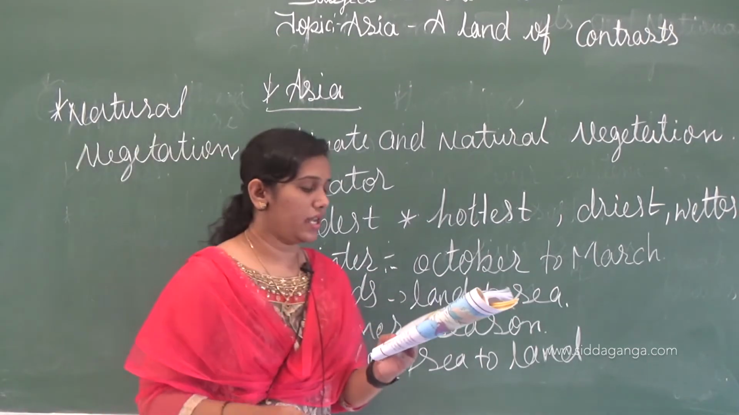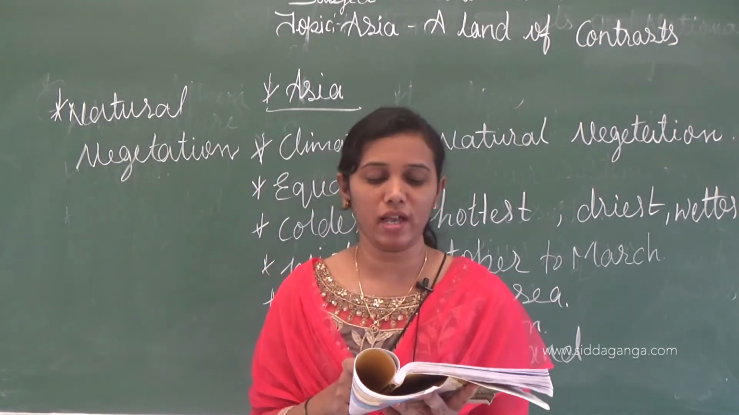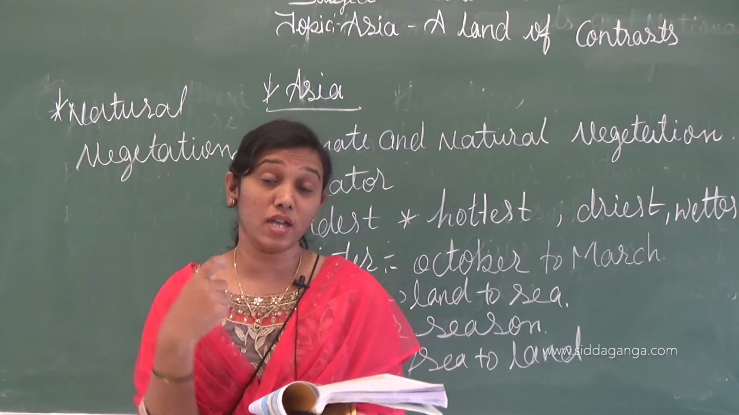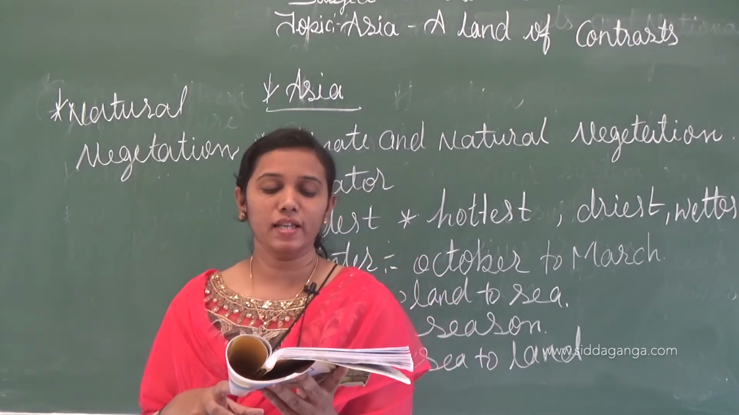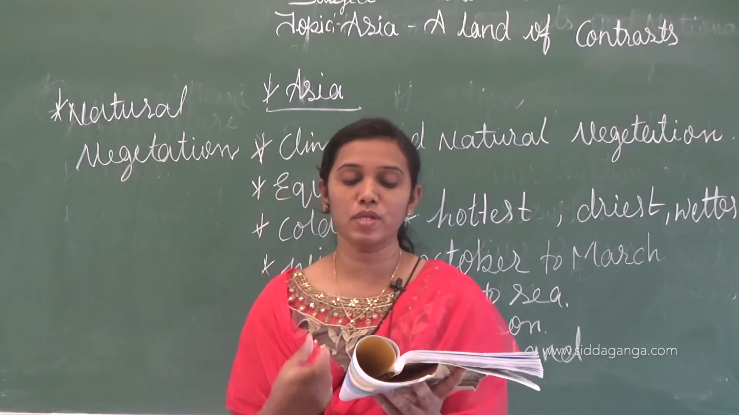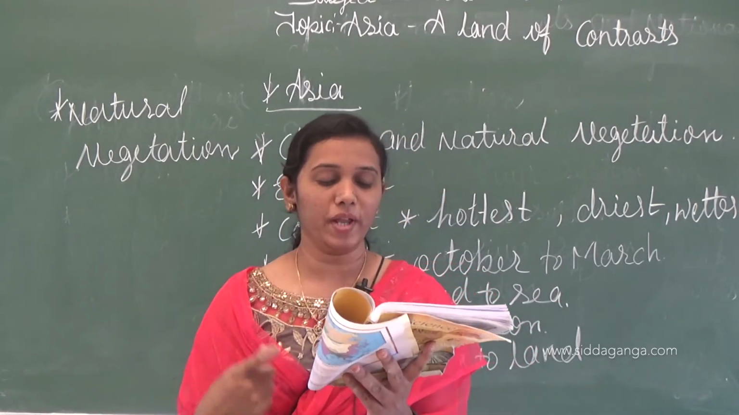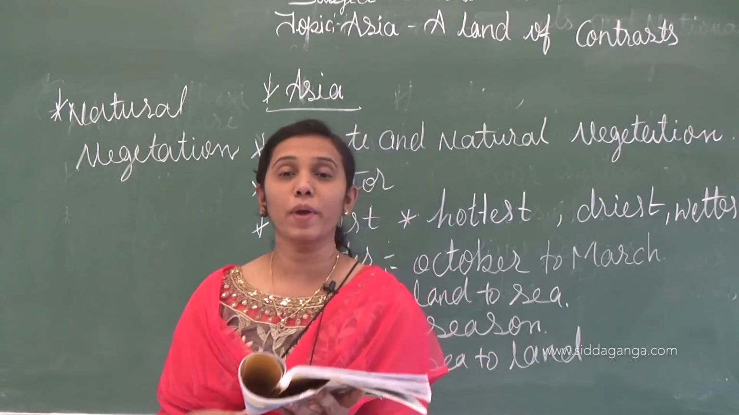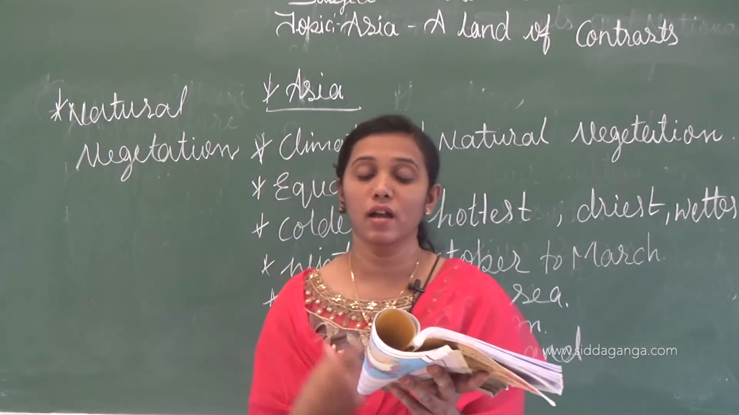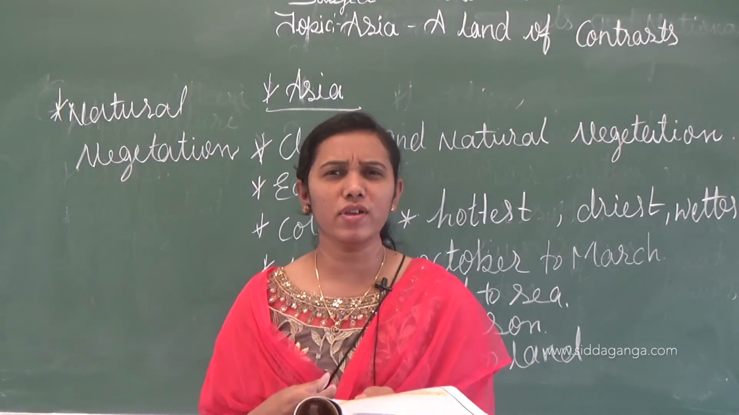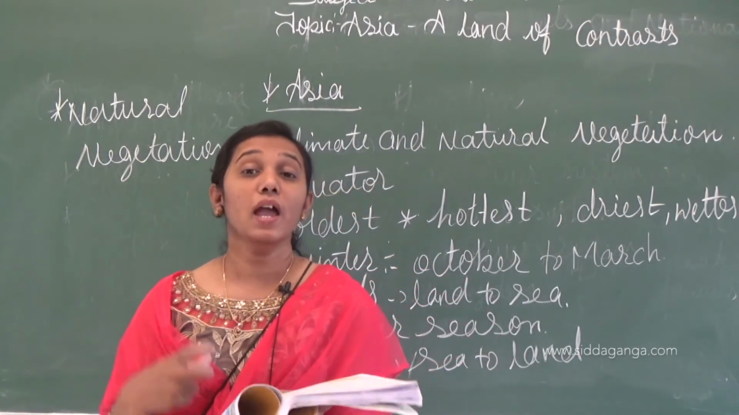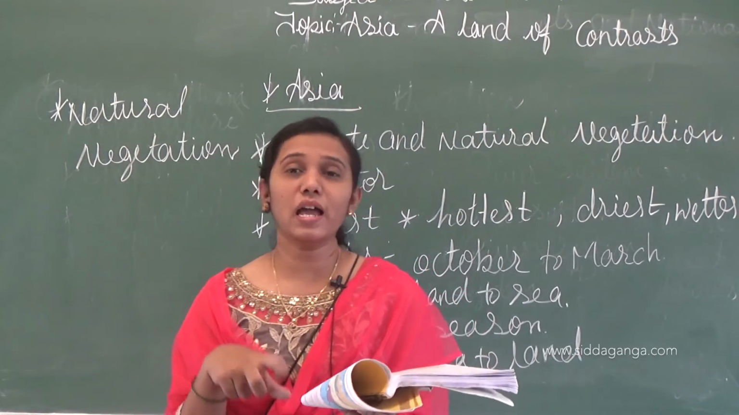Natural vegetation. Natural vegetation of Asia is closely associated with climate. But other factors such as landforms, soils and interference of human beings also have influence on types of vegetation and its distribution. There is great diversity in the vegetation, children. Here we see diversity in the vegetation of Asia.